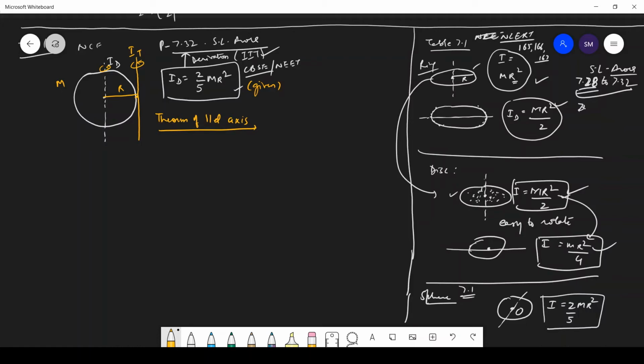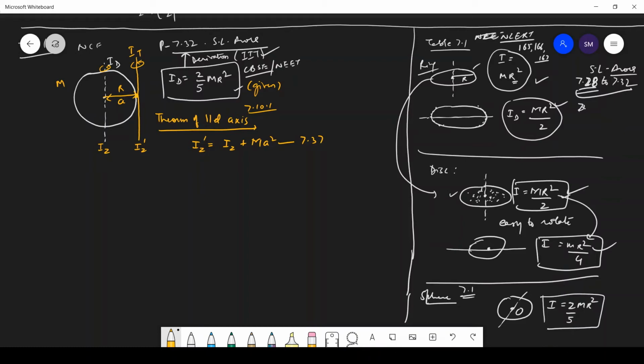If the axes are parallel, then how shall we calculate? That is there in your NCERT book, theorem of parallel axes, topic 7.10.1. Let us assume this as I_Z and this as I_Z dash. So I_Z dash is equal to I_Z plus mass into the distance between these two axes. In your book the distance is written as a. That's equation 7.37 in your NCERT. Its derivation is not required. If you want to derive it, the derivation is there in the SL Arora book.